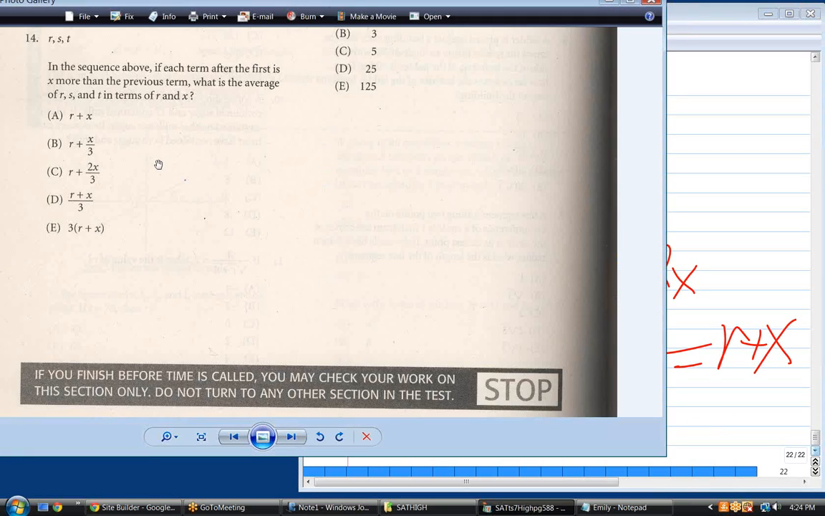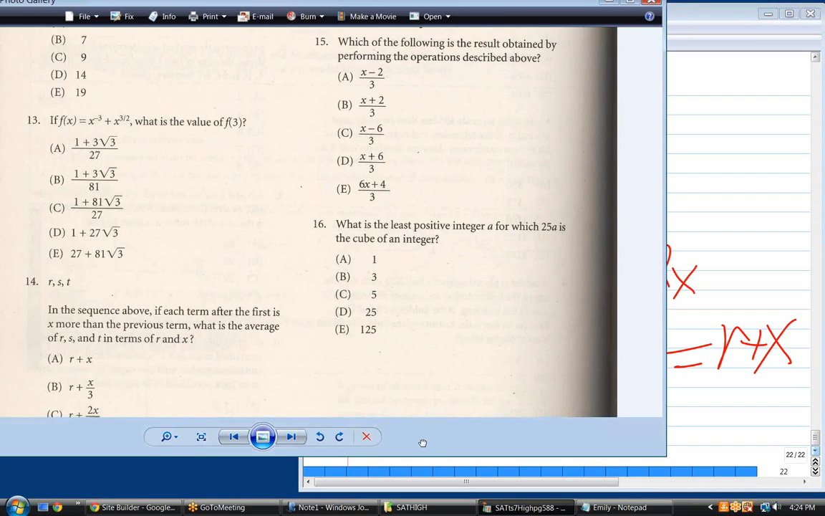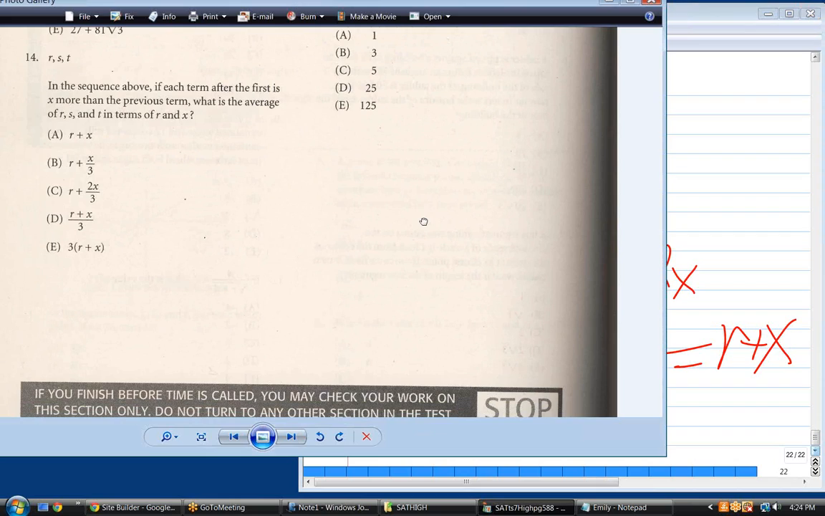You're way ahead of me, Em. Well, you could just say that since there's an equal distance between R and S and T, then S is going to be the average, so R plus X is equal to S. Yes, you could. Good.